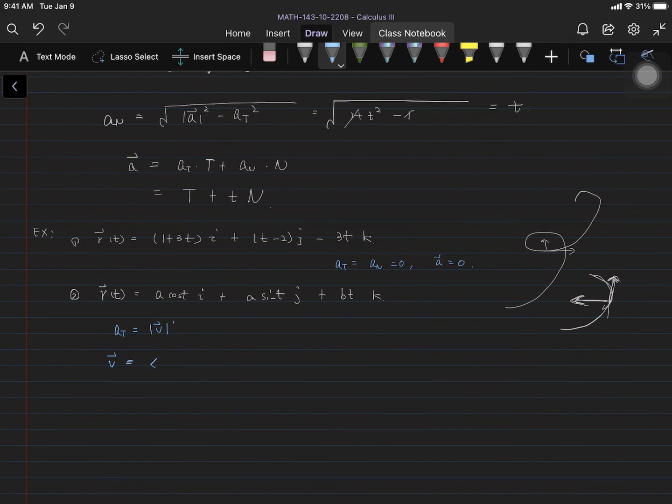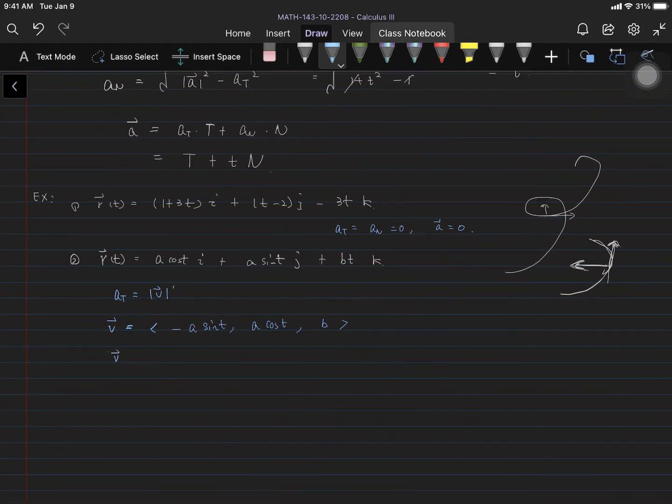I'm going to write it this way. Okay, negative a sine t. That's the derivative of r, right? Cosine t, and here b. And the length of the v vector is the root of a squared sine squared, a squared cosine squared, plus b squared. After simplifying, we did this a lot, the sine squared and cosine squared combine, and it becomes root of a squared plus b squared. And if we take the derivative, we notice that there is no t, so actually this is constant.